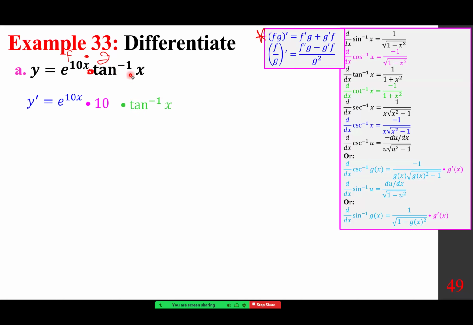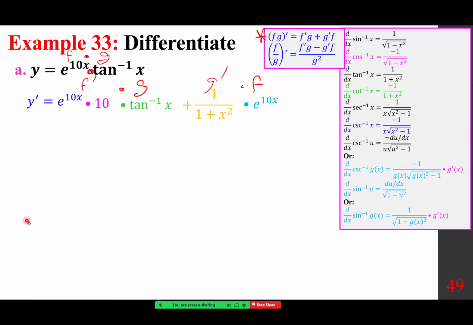plus, now, this first piece is the derivative of the first piece, this is the second piece. Now the second piece, g prime f. So this was f prime g, now g prime f. g prime, the derivative of tan inverse of x, is 1 over 1 plus x squared, and times f, e to the power of 10x. And I'm going to write at the top of it so it becomes clear that we have f prime g, g prime f.